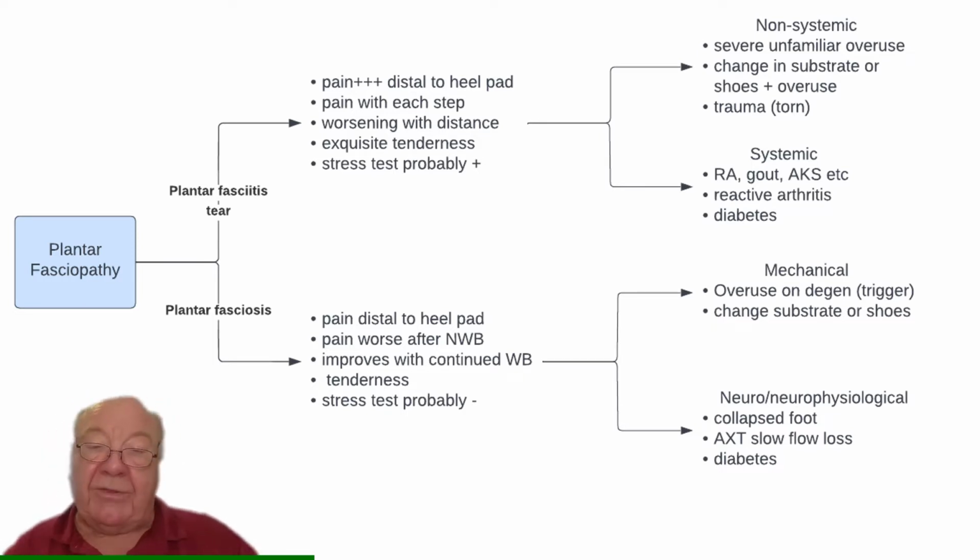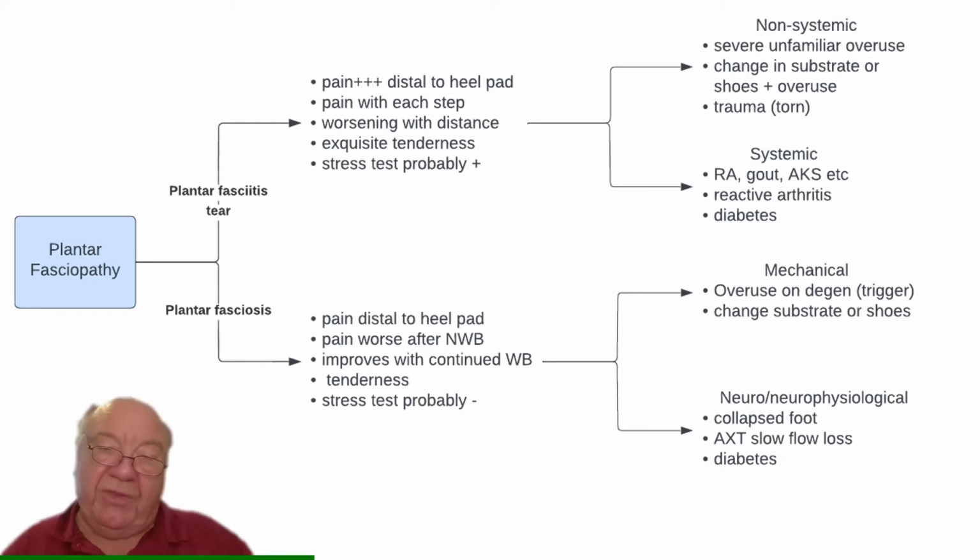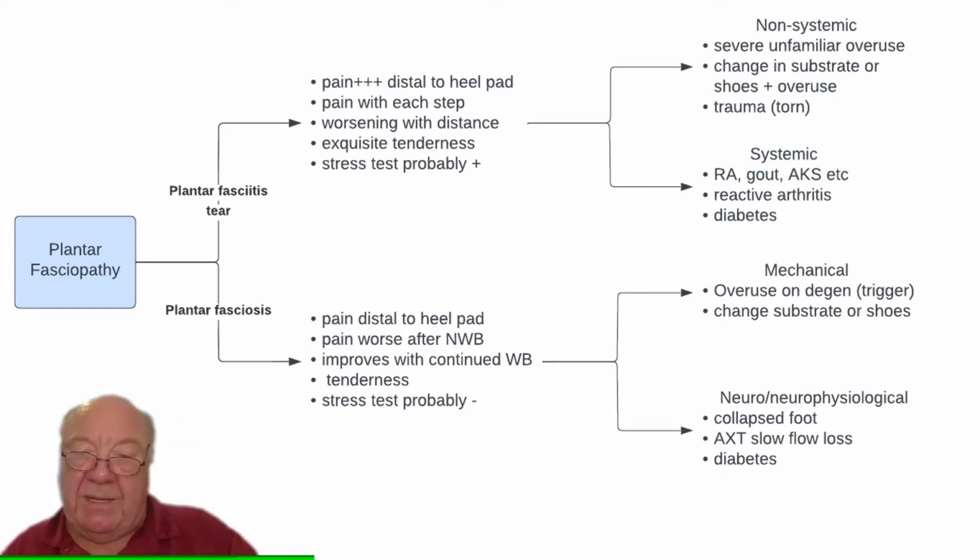Slow flow axoplasmic transportation loss. This also goes with fast flow axoplasmic transportation loss, which causes a collapsed foot, but the slow flow actually causes nutritional problems in the end organ of the nerve. So the fascia can become degenerated that way. And again, diabetes can cause this over time.